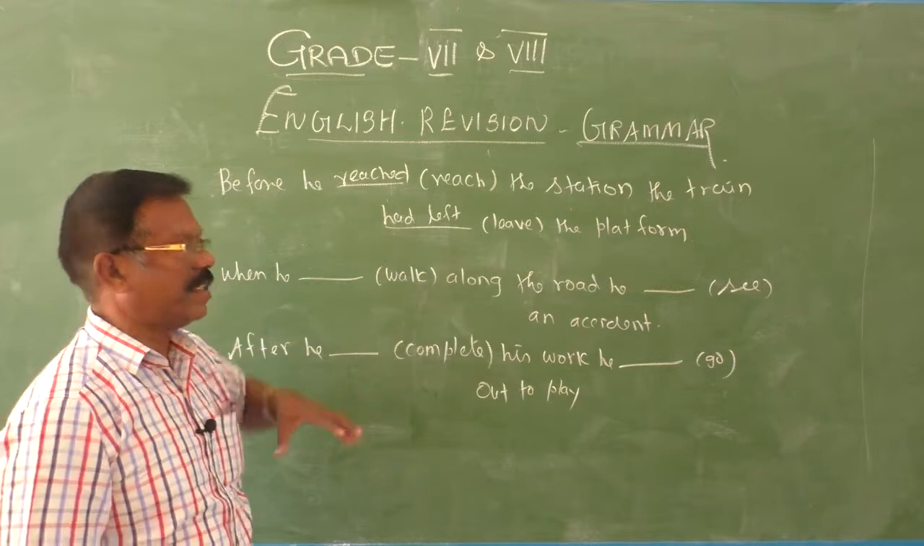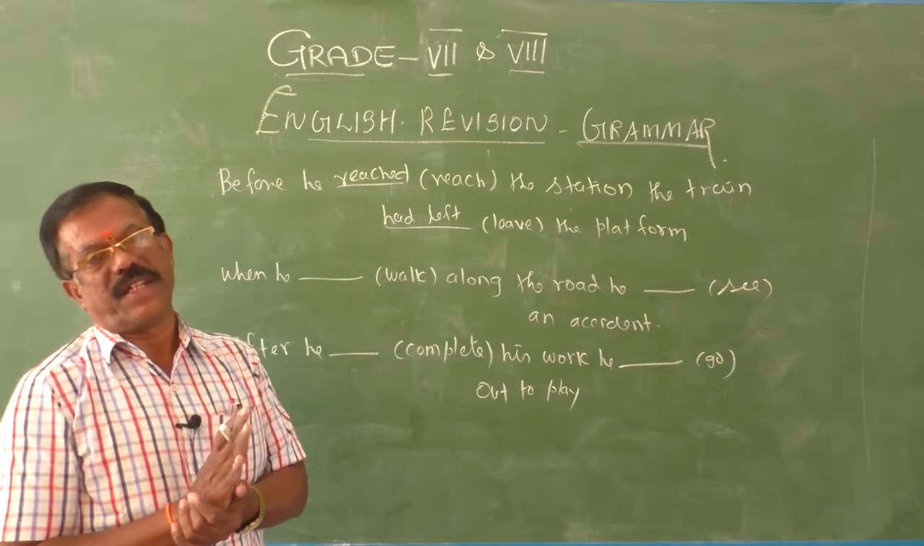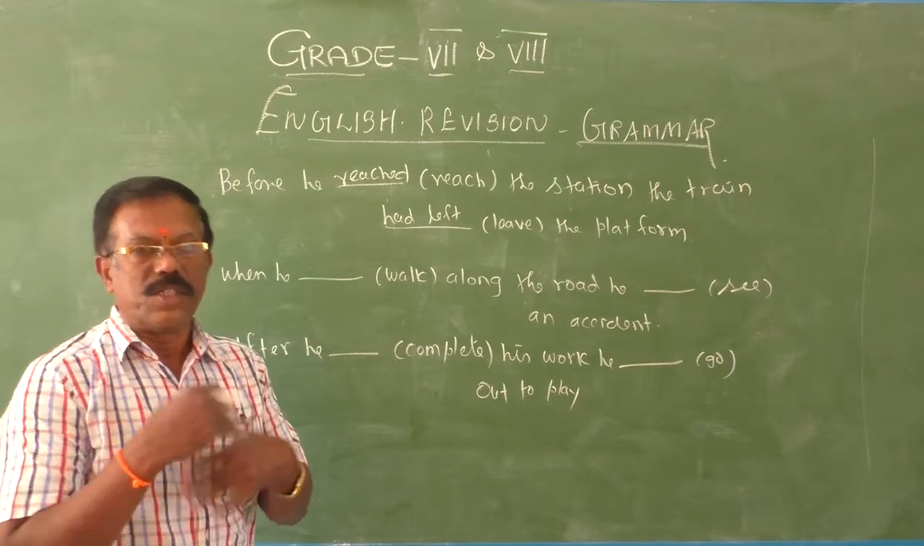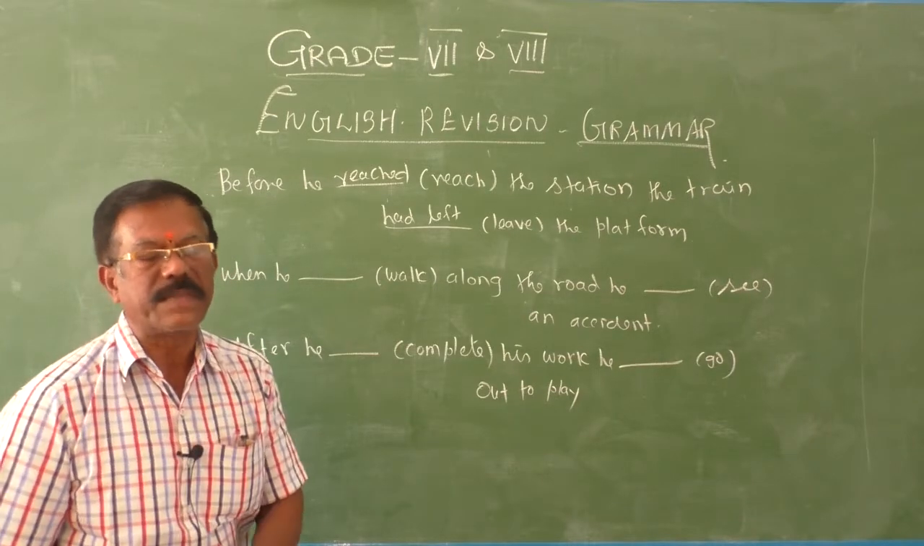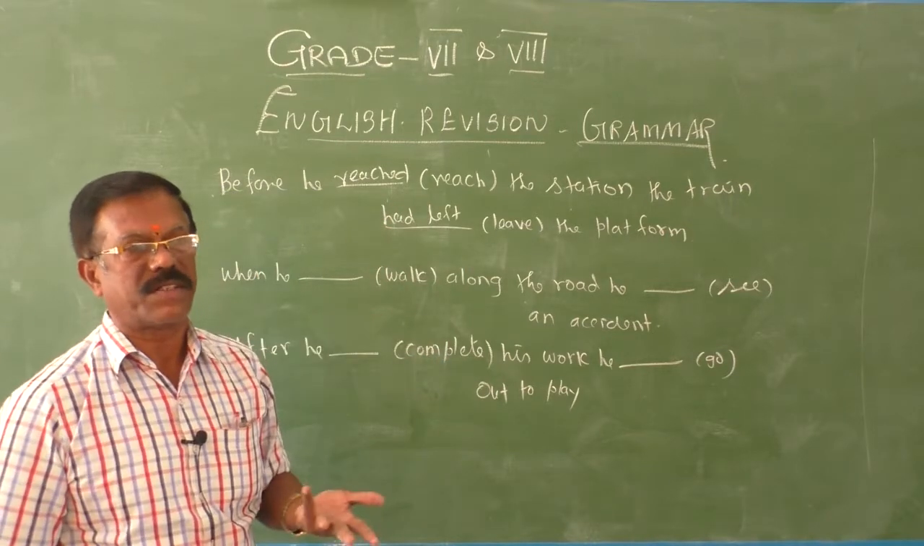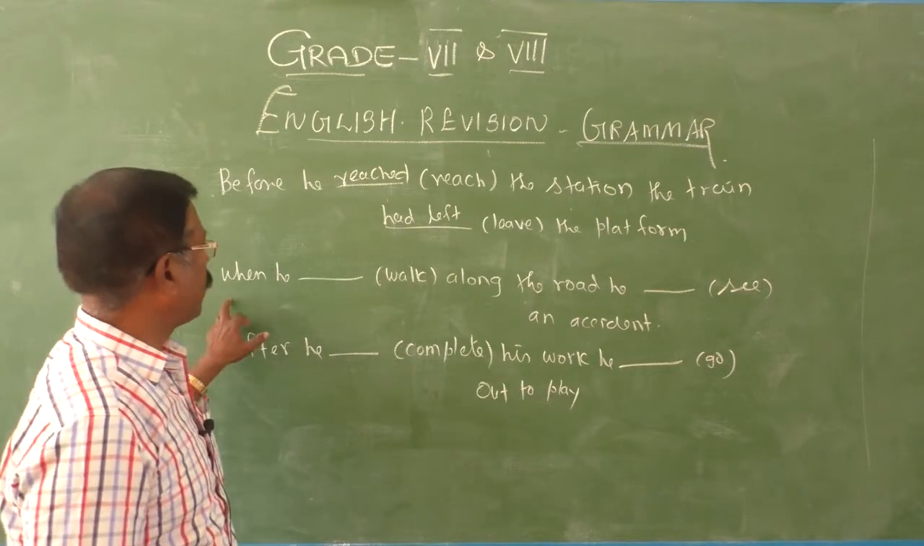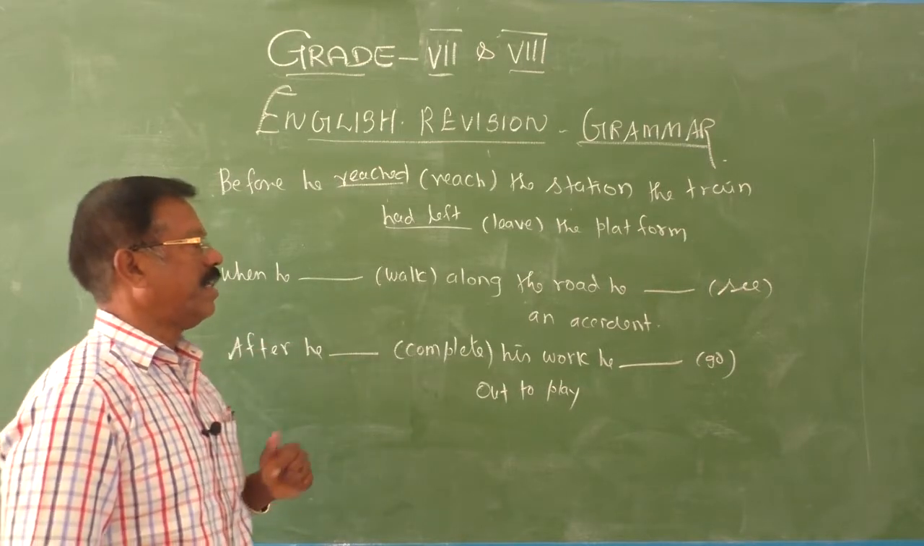You know this procedure, children. When you compare two past actions, the first completed one should be expressed in the past perfect tense. The second completed one should be expressed in the simple past. That is a procedure we have to follow. That's a rule of grammar. Okay, fine.